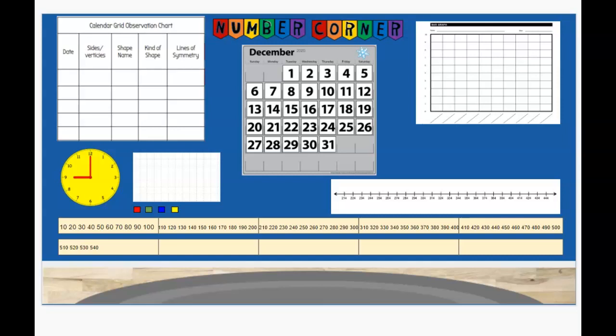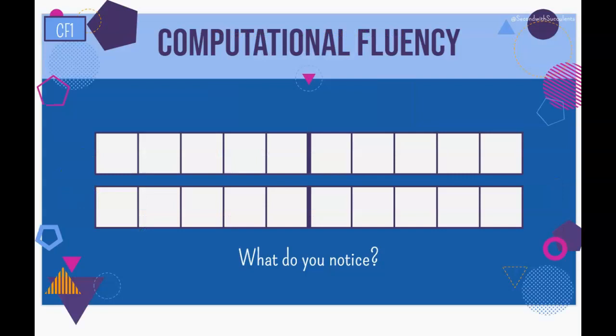For Number Corner today, we will be working with our computational fluency. Remember, someone who has computational fluency is someone who can work very quickly and easily with numbers. Today, we are going to be working with some tens frames to look at our add 10 and add 9 facts. Here's the 10 frames we will be using.